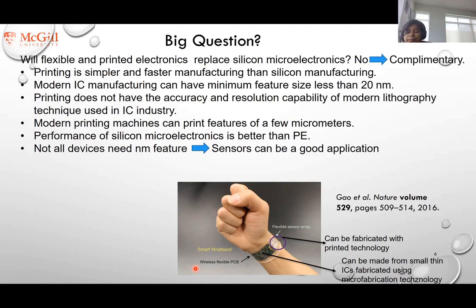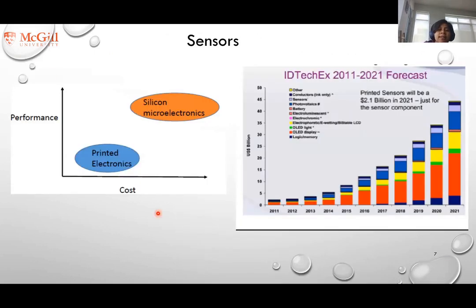So, this is what I think: that hybrid way of making electronics is more efficient. So as I said, sensors are a pretty big part. I would think to use printed electronics technology.